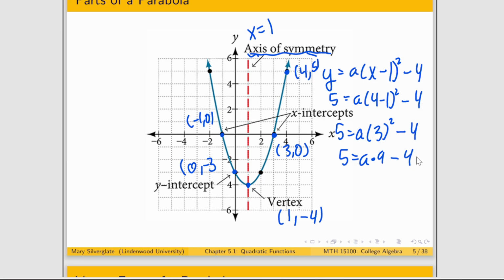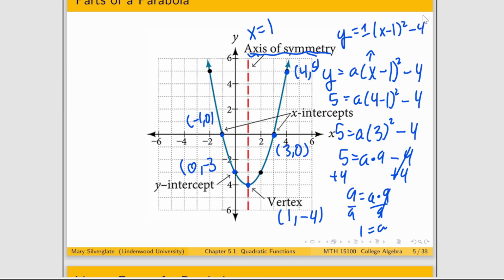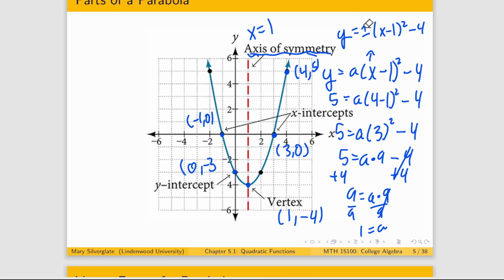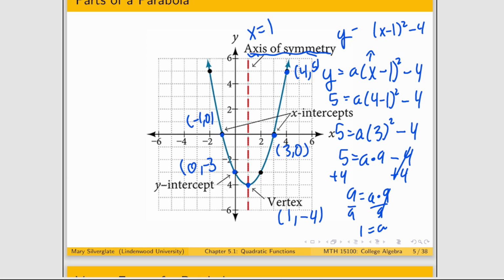First thing we want to undo is any addition or subtraction, so I want to add 4 to both sides. We get 9 is equal to a times 9. Then I want to get rid of multiplying by 9 by dividing by 9. 9 divided by 9 gives us 1. So I just figured out that the stretch factor is 1. I could write the times 1 if I wanted to, like this. That's not technically wrong, but a lot of times we don't actually write when we're multiplying by 1, because multiplying by 1 doesn't really do anything. It's the identity multiplication function. And that would be my final equation for this.